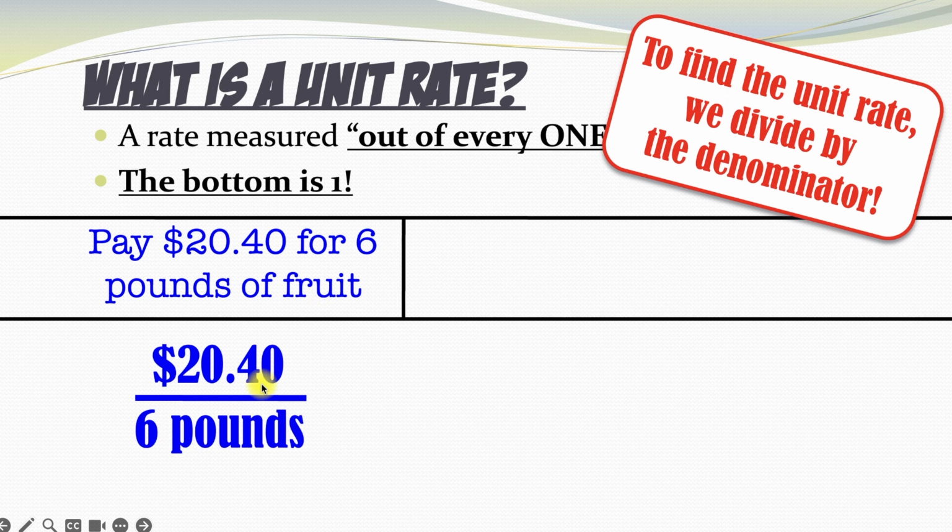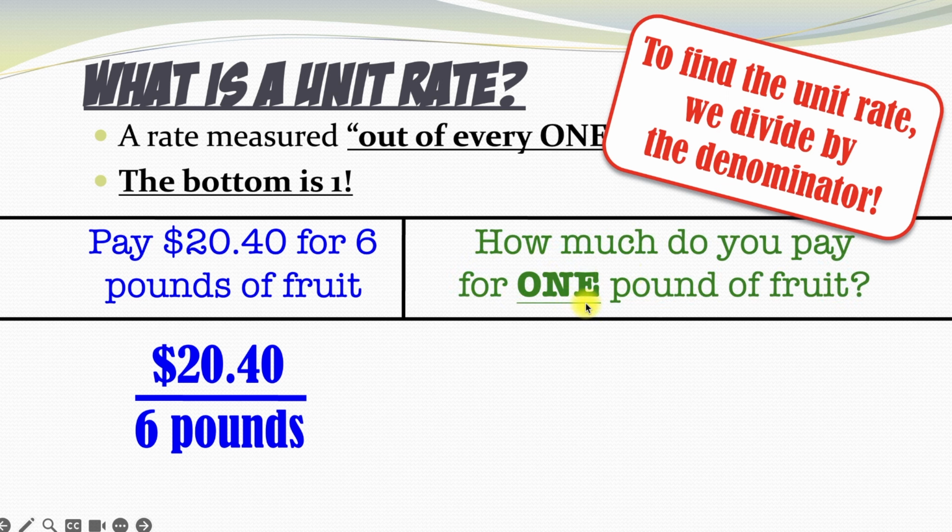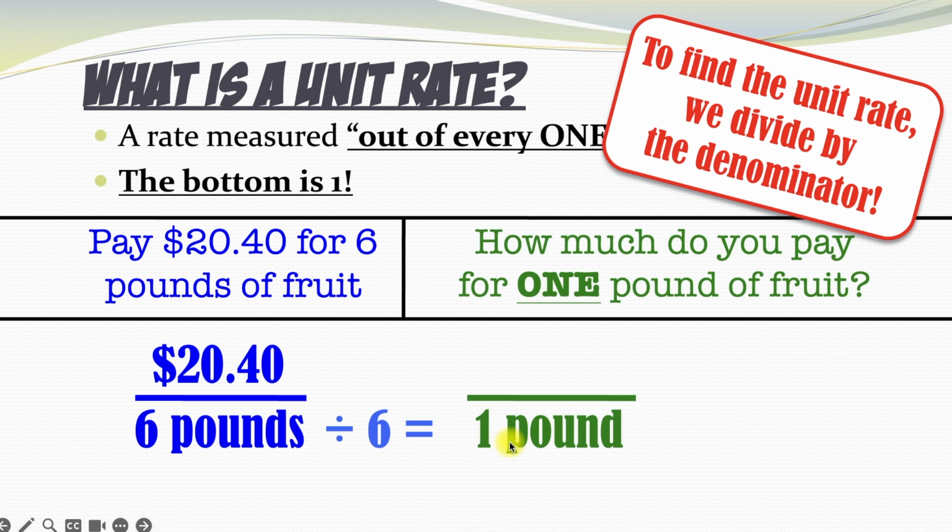This is a rate, but we want to know what the unit rate is. The unit rate isn't asking how much you pay for every 6 pounds of fruit. The unit rate is asking how much you pay for every 1 pound of fruit. And to make the bottom of our rate 1, we're going to have to divide by the bottom of the rate. And that here is the denominator 6. So we'll start by dividing 6 by 6, and that gives us 1 pound of fruit.